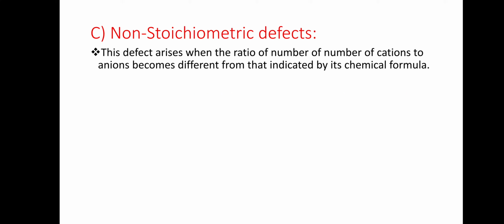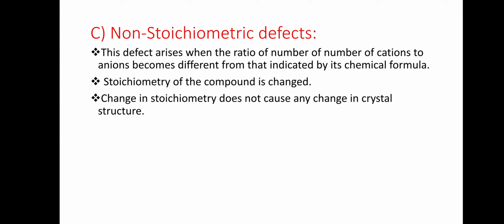What are these non-stoichiometric defects? The defect arising when the ratio of the number of cations and the number of anions is different. As we have seen in the stoichiometric defect, the number of cations and the number of anions remains the same, so it is called a stoichiometric defect. Since in this defect the number of cations and anions is changing, these are called non-stoichiometric defects. So in this defect, the stoichiometry of the compound is changed.